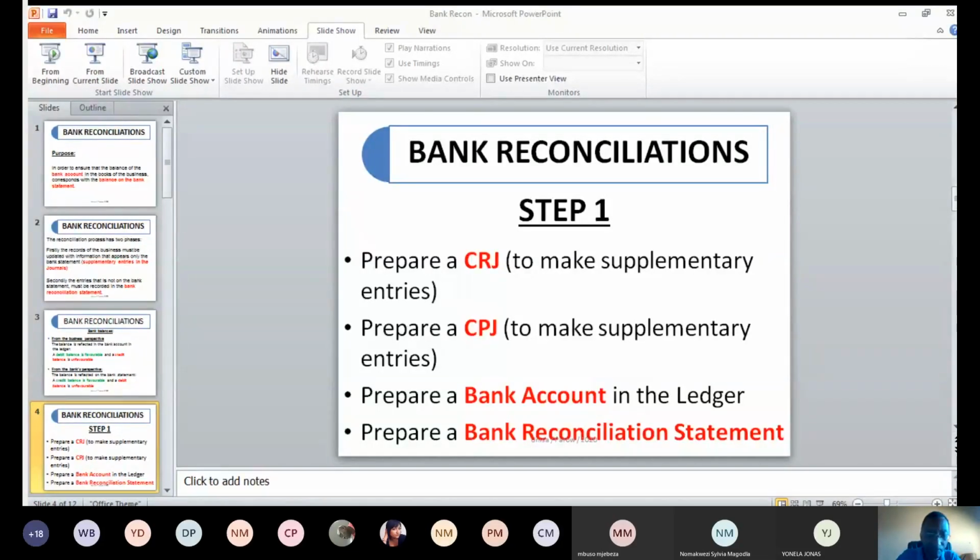Next step, guys. Now we take a look at our cash payments journal and we compare the cash payments journal with the debit side of the bank statement. The reason why we're doing that is that we are looking for items that appear in the cash payments journal that are not on the debit side of the bank statement, and items that appear only on the bank statement that are not in your cash payments journal.